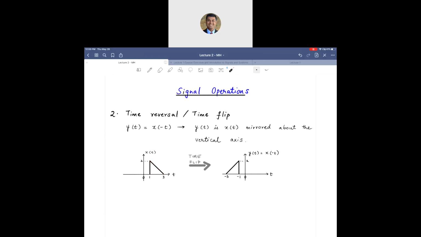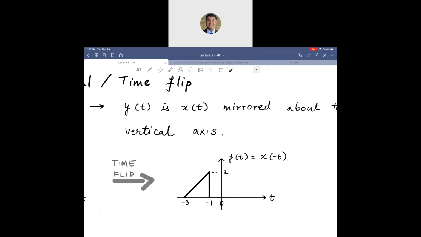X of t is one waveform that is shown over here. Y of t is the time flipped version of x of t. So when you flip it, it flips about the y-axis. 1 becomes -1, 3 becomes -3, 2 remains as is. So it is just flip about the vertical axis. And in representation, what do you have? Y of t is x of minus t.